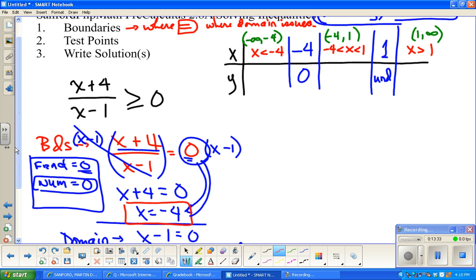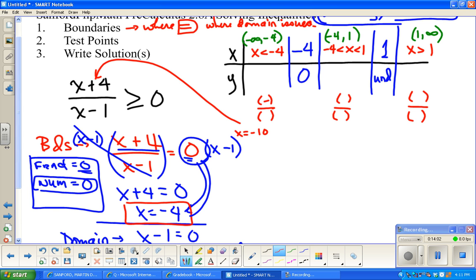So I'm going to pick a value to the left of negative 4, and I'm going to put it into x plus 4 over x minus 1. Now, this is like my little mini version of the equation. I'm just going to write these underneath here, and all I'm doing is keeping track of signs, positive or negative. That's all this is for. Okay, so I pick a value to the left of negative 4, like maybe negative 10. Well, negative 10 plus 4 is negative, negative 10 minus 1 is also negative, and a negative divided by a negative is positive.